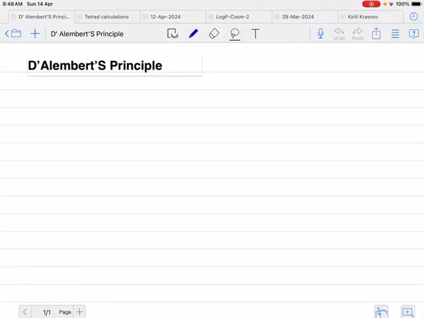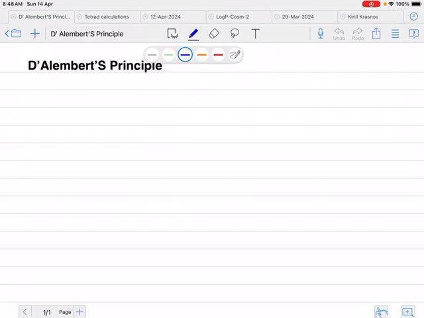D'Alembert's principle. It is from the Goldstein book, Classical Mechanics. So, topic number 1.4, D'Alembert's principle. D'Alembert's principle is related to the virtual displacement concept. So what is the virtual displacement?